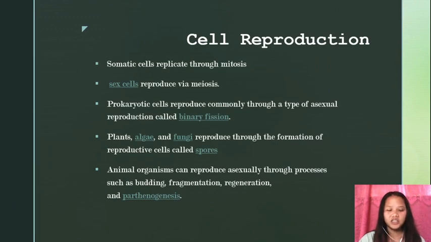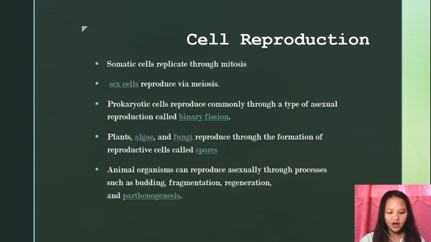Cell reproduction. Eukaryotic cells grow and reproduce through a complex sequence of events called the cell cycle. At the end of the cycle, cells will divide either through the process of mitosis or meiosis. Somatic cells replicate through mitosis. Sex cells reproduce via meiosis.